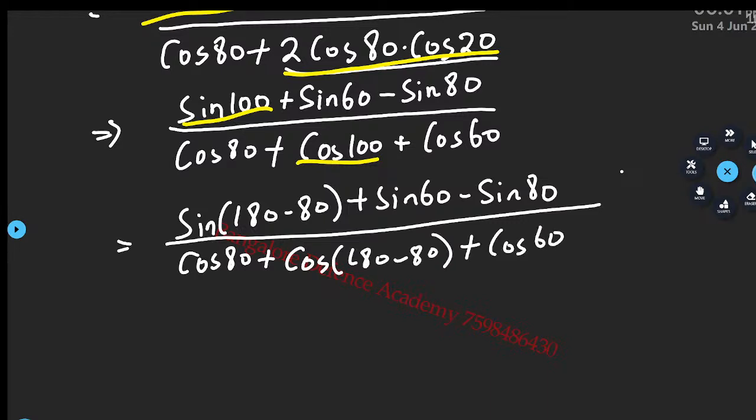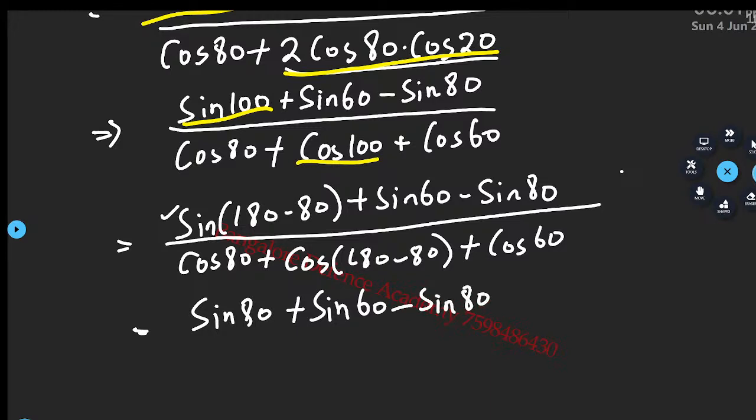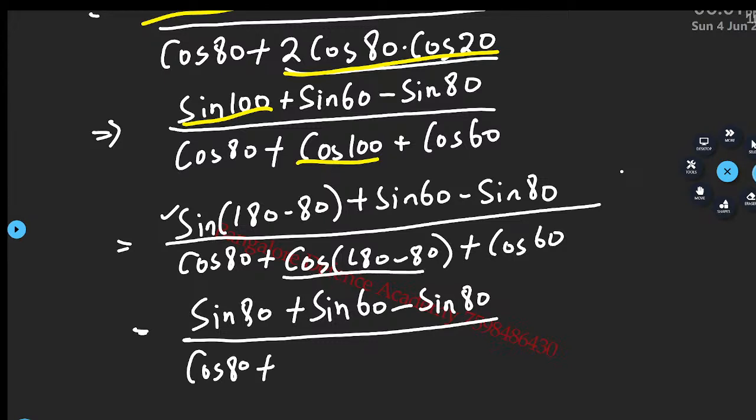In the second quadrant, sine is positive. Yes or no? So what happens here? This becomes sin 80 plus sin 60 minus sin 80, whole divided by, below, cos 80. Now in the second quadrant, cos is negative. So this becomes negative: cos 80 plus cos 60.